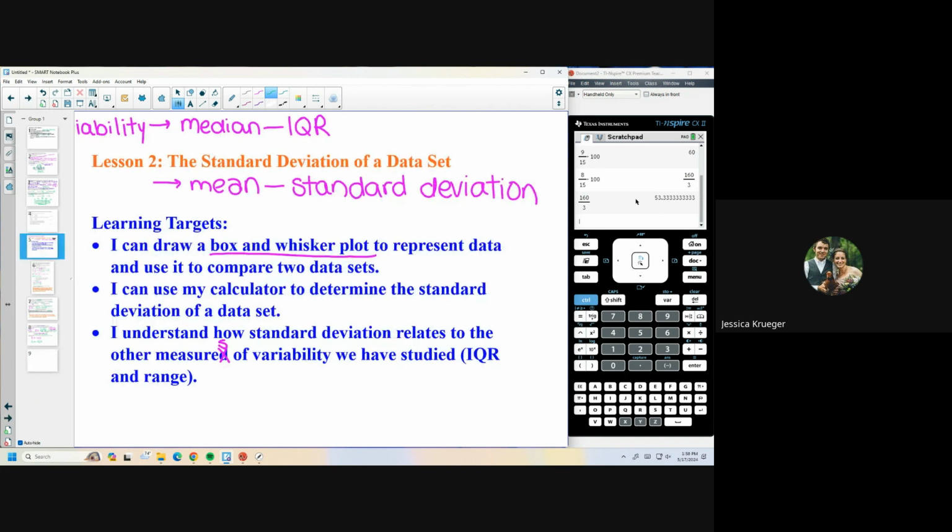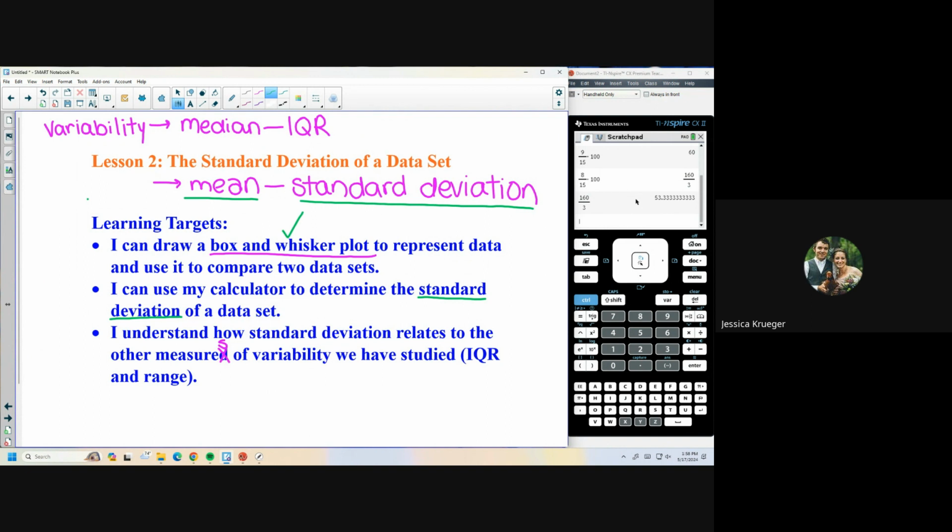Okay, so here were our goals. Draw a box and whisker plot. We did that. Using the calculator to find the standard deviation. We did that. And understanding how standard deviation relates to the other measures of variability. The big thing is this: standard deviation measures distance from the mean. Interquartile range measures distance from the median. Okay?